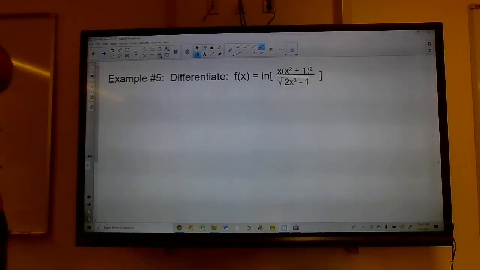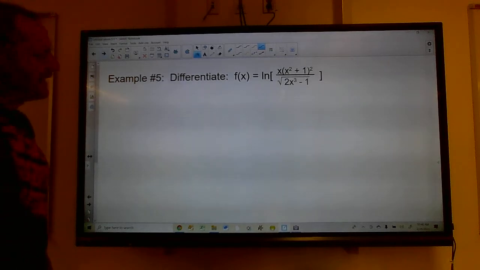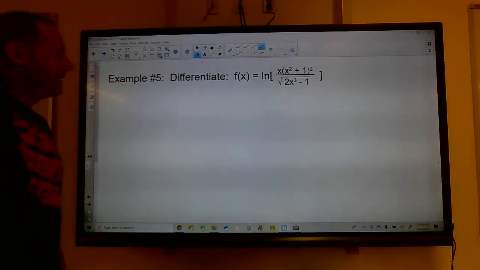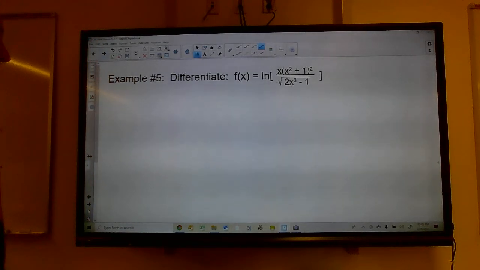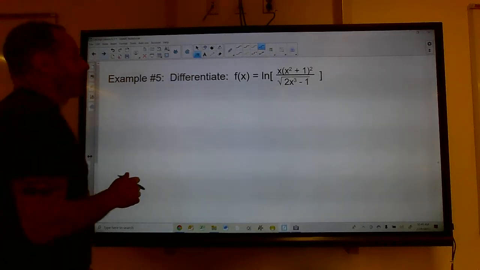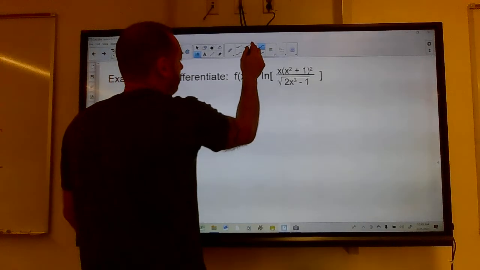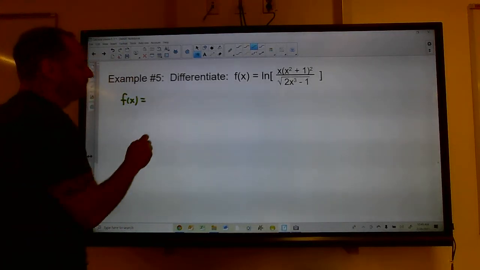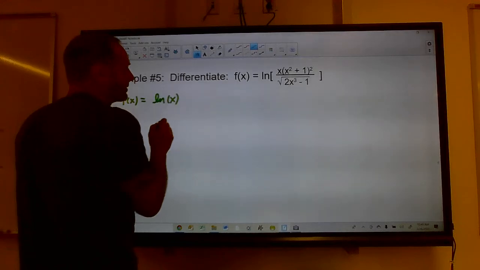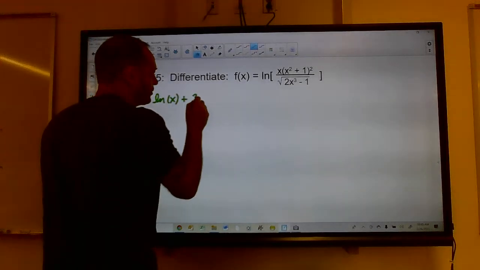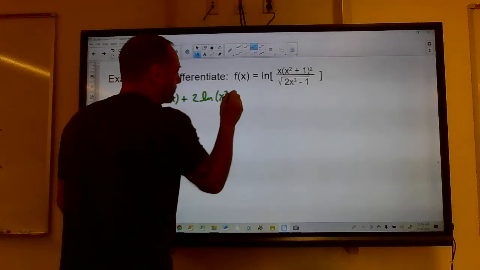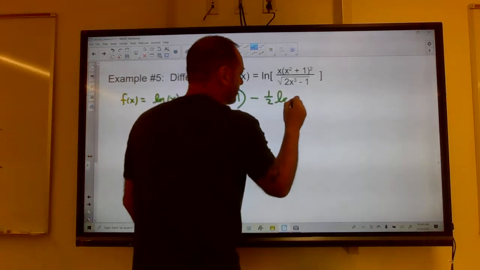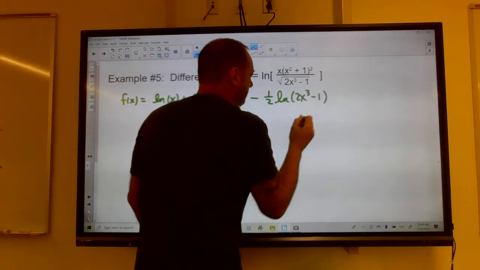All right, what do we do with this mess? f of x is the natural log of x times x squared plus 1 squared divided by the square root of 2x cubed minus 1. All right, here's what I would do. I would use properties of logarithms to break this thing up into as many pieces as I could. So f of x is going to be the natural log of x plus 2 times the natural log of x squared plus 1 minus 1/2 the natural log of 2x cubed minus 1.